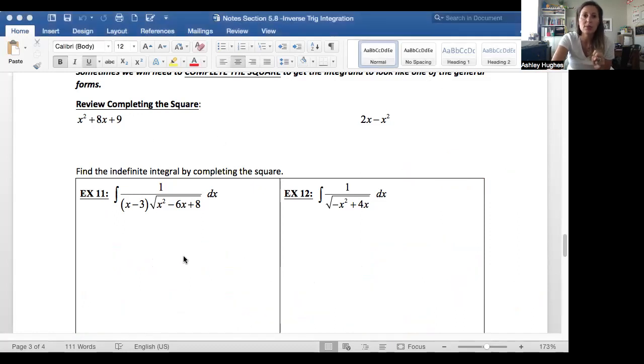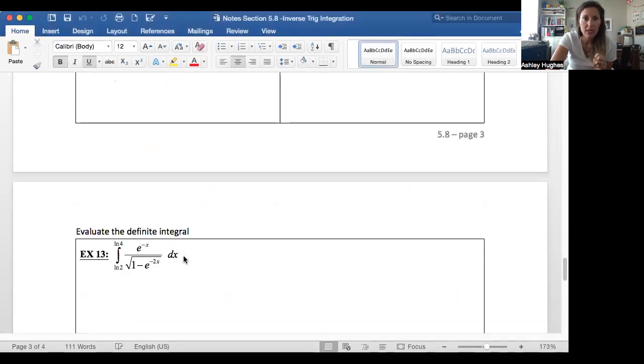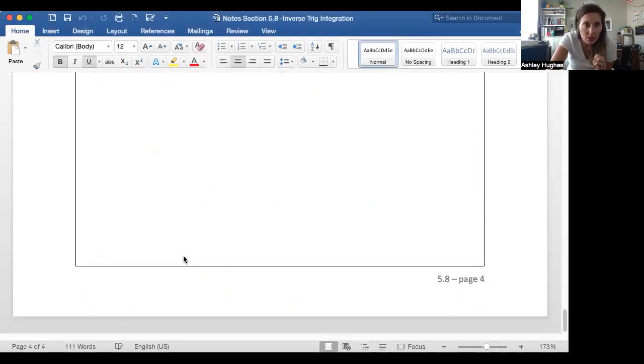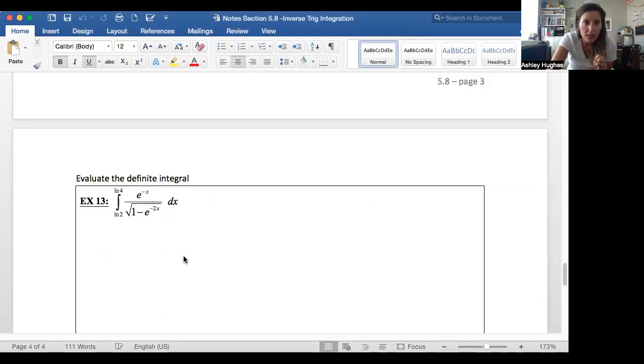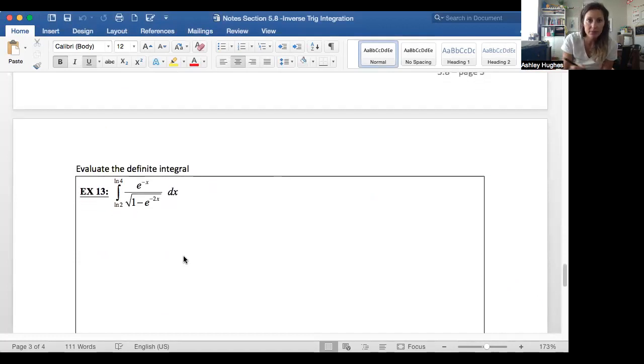This is going to take a little bit of practice before you get used to it. Evaluate the definite integral. Okay, so this one, I notice I have e to the negative 2x, and I have e to the x, and that is that squared. So let's see what happens. And this is a number 1 minus a variable, and so let's try arcsine.